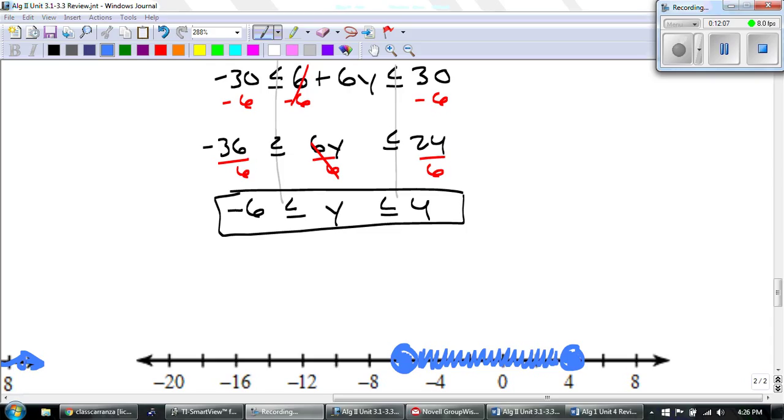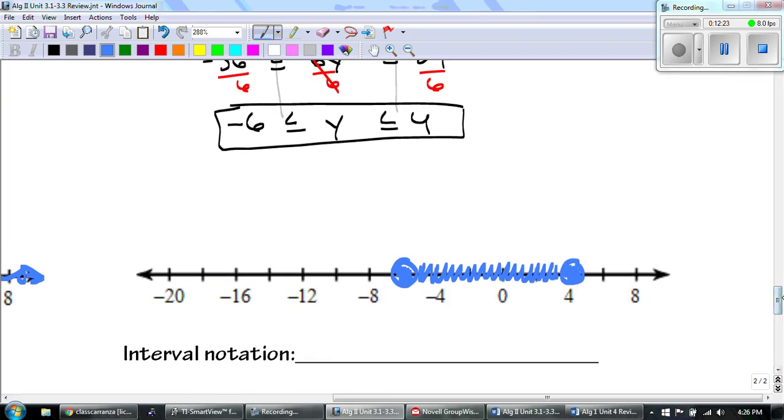Okay, so there's my work. I had to subtract 6 from both sides and then divide by 6. So we get negative 6 is less than or equal to y, which is less than or equal to 4. My y was in the middle, so I had to shade in the middle. And then writing that in interval notation, I am closed at negative 6, and then I am closed at 4.